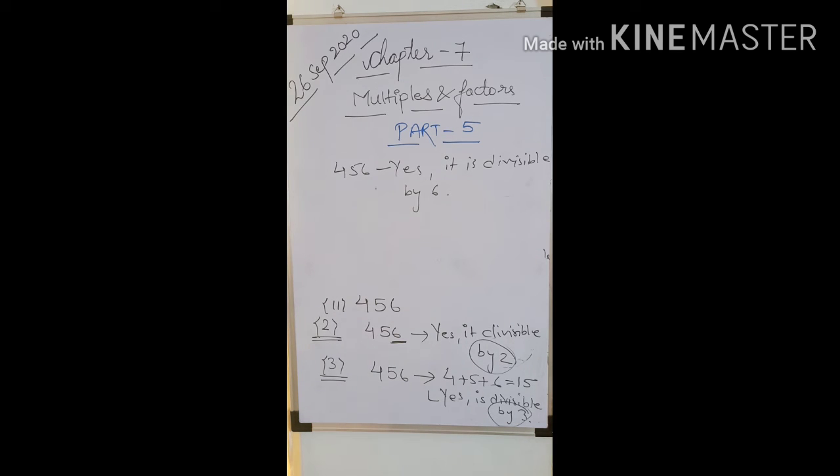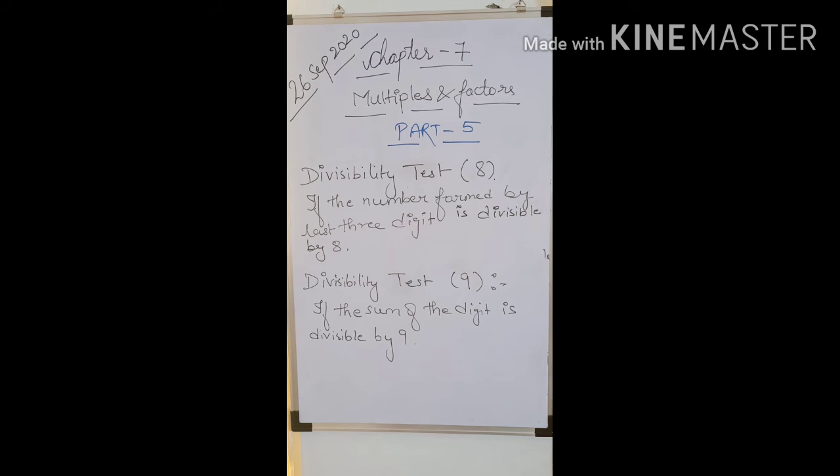Let us look at another divisibility rule. Divisibility test for 8. You can see the definition: if the number formed by the last 3 digits is divisible by 8. Now previously we looked at the divisibility rule for 4, where we looked at the last 2 digit number. For the divisibility rule for 8, we have to look at the last 3 digit number. Let us have an example. If I take the example 7120, I have to check the number 120.